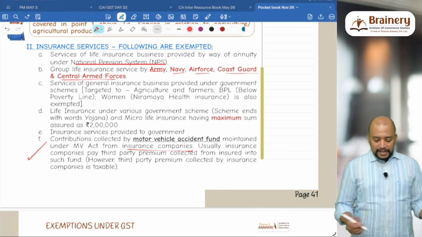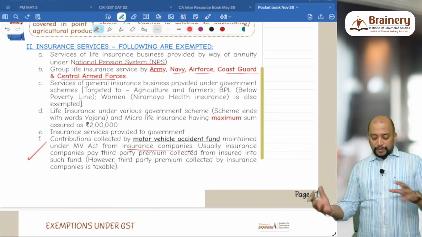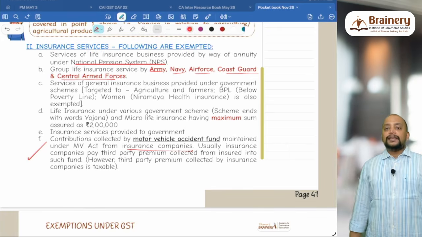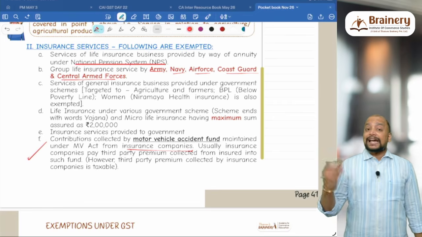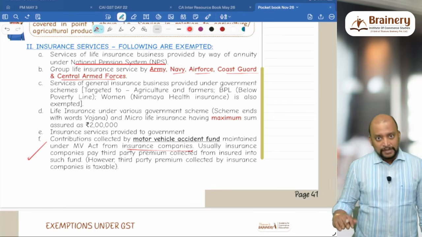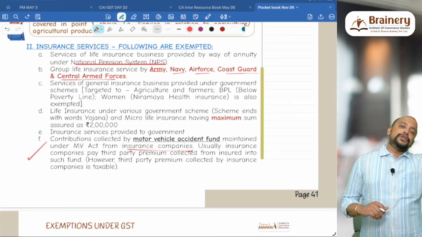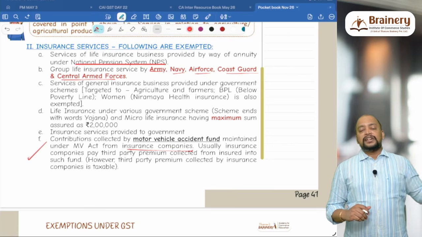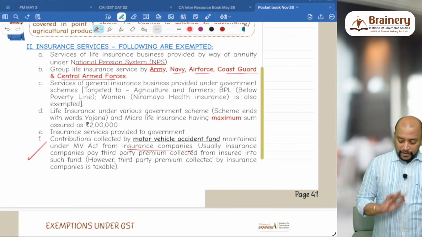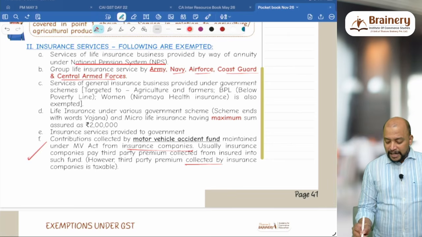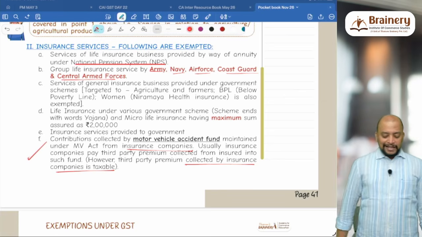Usually insurance companies pay third party premium collected from the insured into such a fund, and that third party premium which is collected by the insurance companies will be taxable, and whatever they contribute into that fund, so government will maintain that fund, the money received will be exempted. Okay, so however third party premium collected by insurance companies will be taxable.